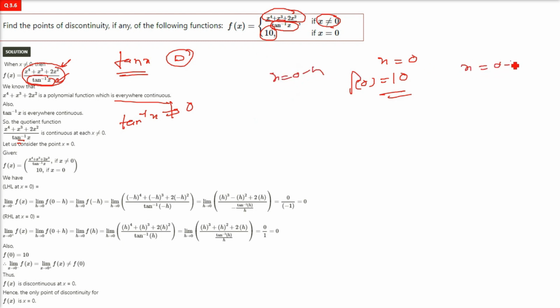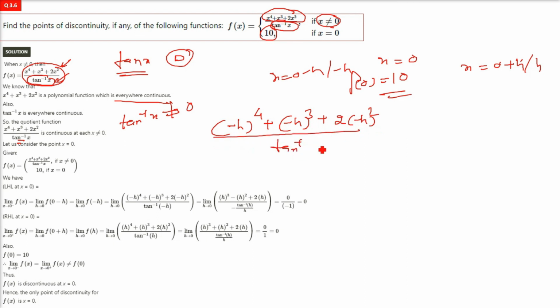So x equals 0 minus h I am giving, x equals 0 plus h I am giving these values. So x raised to 4, so minus h to the power 4, plus h to the power, minus h to the power cube plus 2, minus h to the power square. Now whatever you do here, I am doing it, you are also watching. But the thing is, the numerator is always h. There is no h in the denominator to cancel it out as well. So it will always be 0.